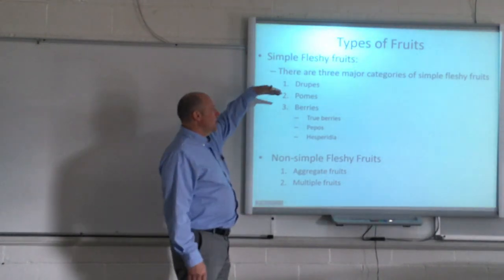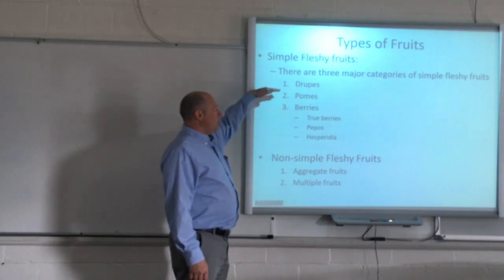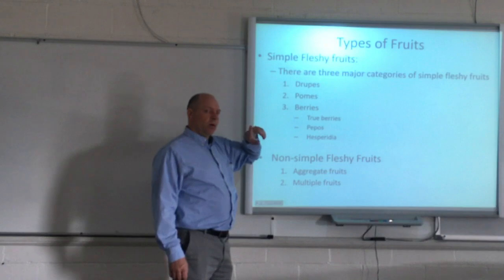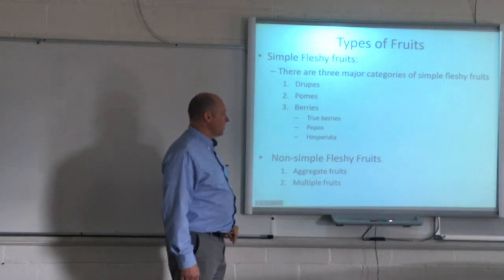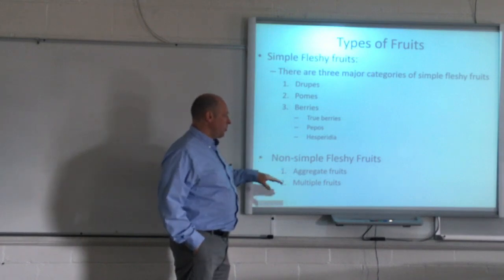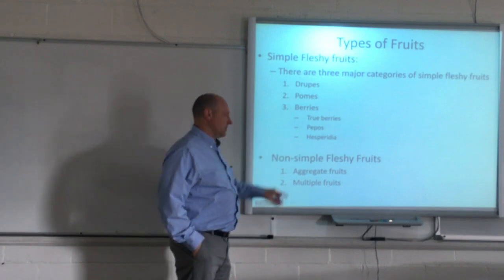So we have drupes, pomes, berries. These are all of my simple fleshy fruits, meaning one ovary develops into a single fruit. Then we have non-simple fleshy fruits, which are aggregates and multiple fruits. It'll make sense, the difference between these, as we go along.